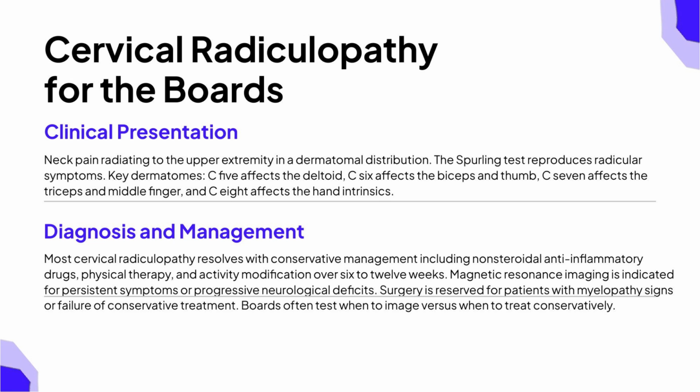For management, most cervical radiculopathy resolves with conservative treatment, including non-steroidal anti-inflammatory drugs, physical therapy, and activity modification over 6 to 12 weeks. Magnetic resonance imaging is indicated for persistent symptoms or progressive neurological deficits. Surgery is reserved for patients with signs of myelopathy or failure of conservative treatment. The boards frequently test when to image versus when to treat conservatively. If there are no red flags, conservative management is almost always the right first step.